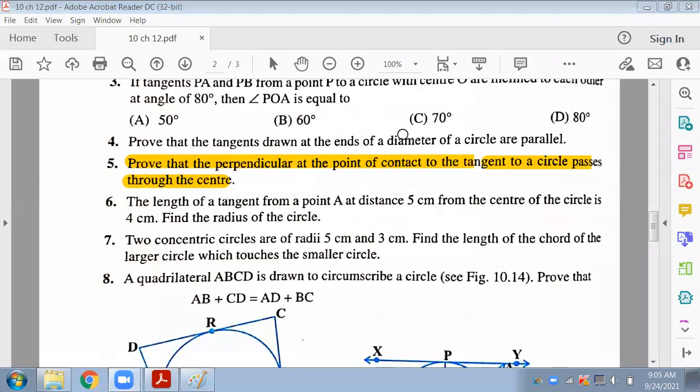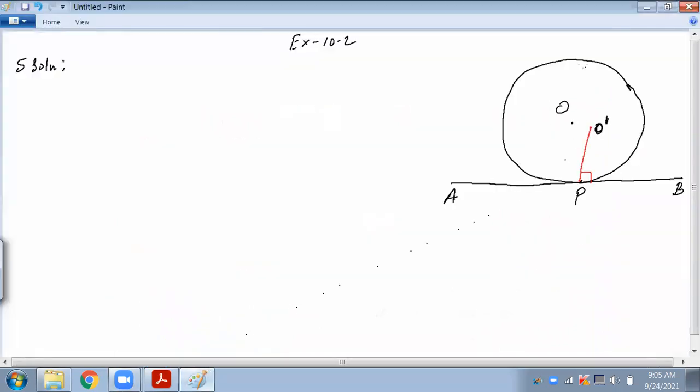So you have to prove that if you draw a perpendicular at the point of contact of a tangent, then it passes through the center of the circle. Say we have a circle and AB is a tangent at P, and at the point of contact we have drawn O'P perpendicular to AB. We have to prove that O'P passes through the center.